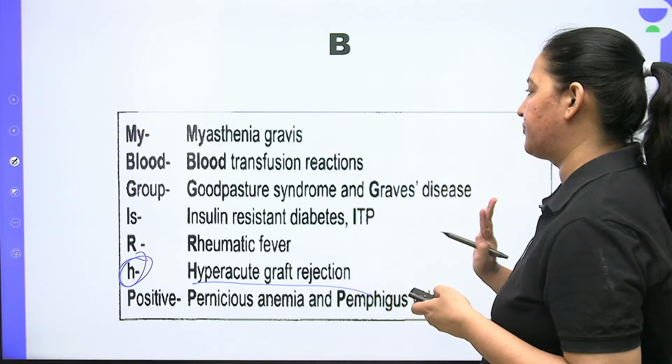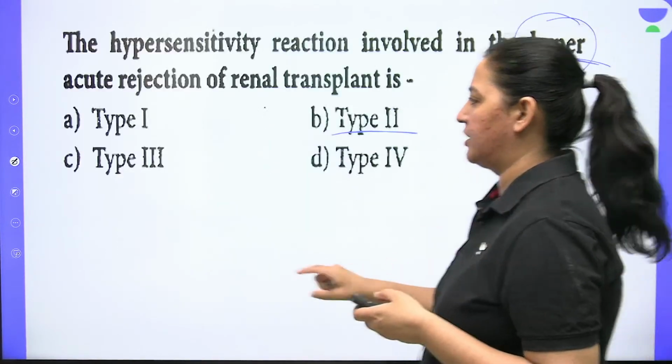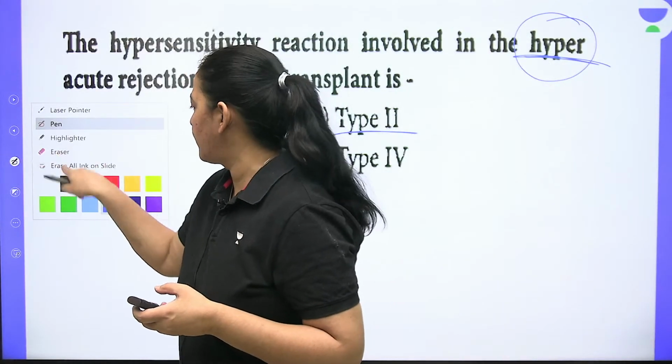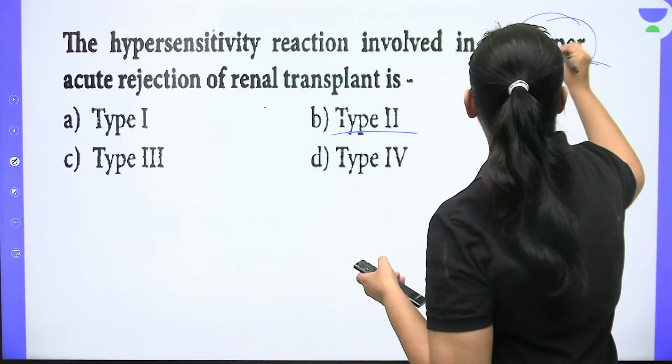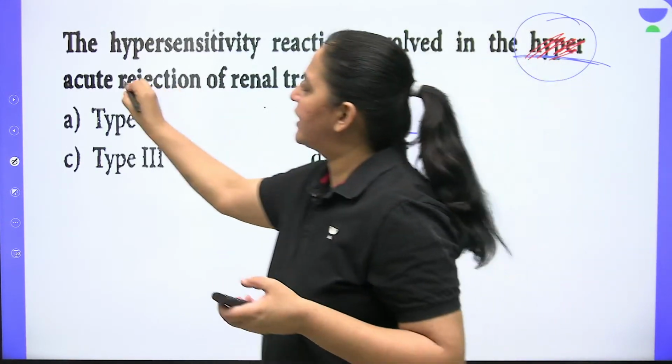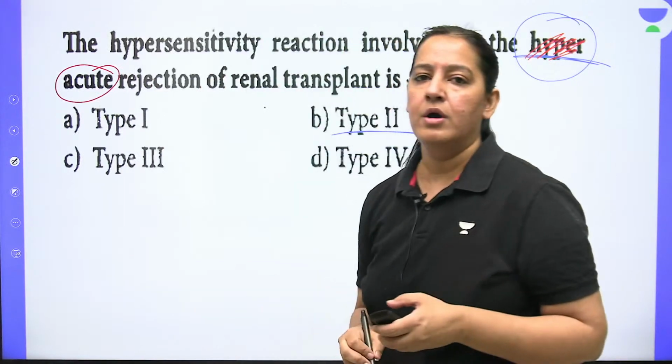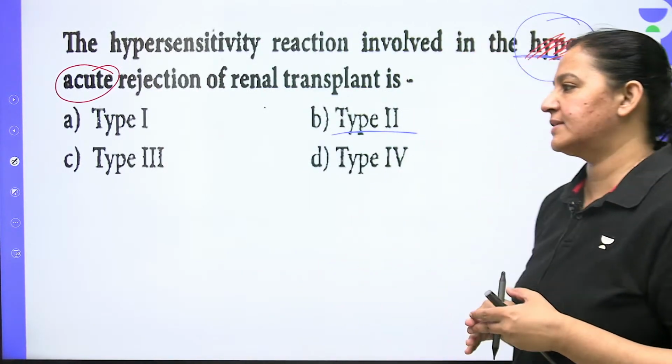It is hyperacute graft rejection, and I'm changing this question now. You tell me what is the answer if I change the question. So instead of hyperacute, in the question, I'm asking acute graft rejection. What is your answer now? From the same four options, A, B, C, D, what is your answer now?